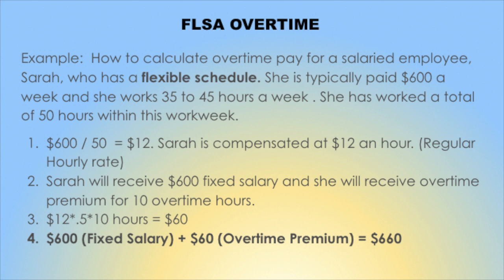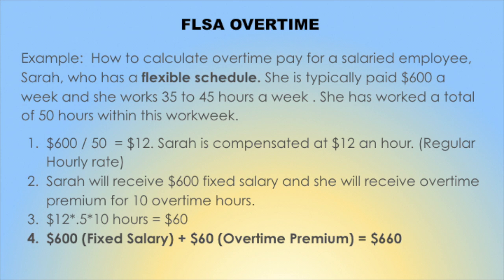Now Sarah will be receiving a fixed salary of $600 plus she will receive the overtime premium. And the overtime premium is calculated as $12 times 0.5 times 10 hours of overtime, which gives $60. So the total earnings that she will receive during that week is $600 fixed salary plus $60 of overtime premium.